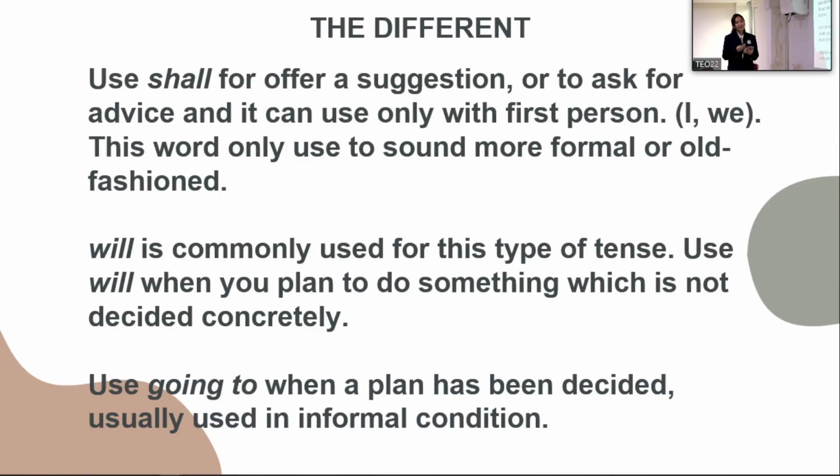So, what is the difference between these three words? Shall, will, and going to. We can use shall for offers, suggestions, or to ask for advice, and it can be used only with first person, like I and we. This word is only used to sound more formal or old-fashioned. And will is commonly used for this type of tense. Use will when you plan to do something which is not decided concretely. And we can use going to when a plan has been decided, usually used in informal conditions.